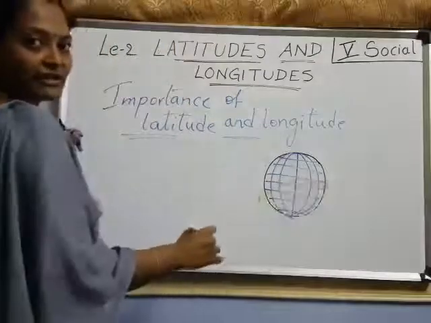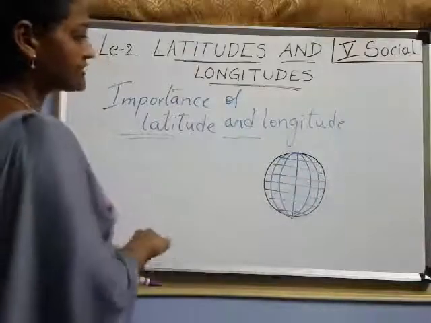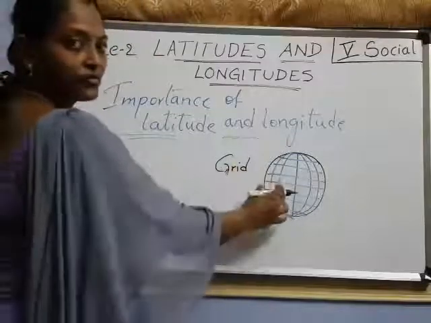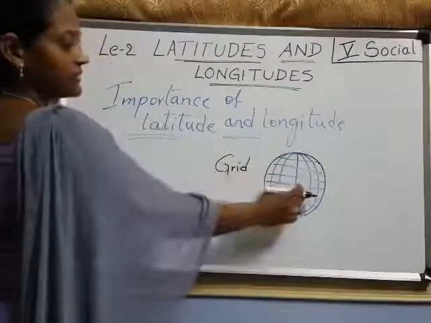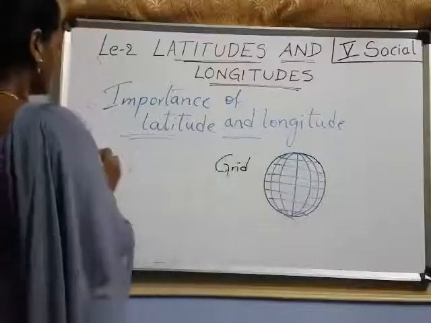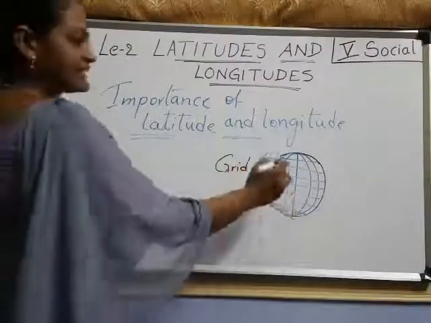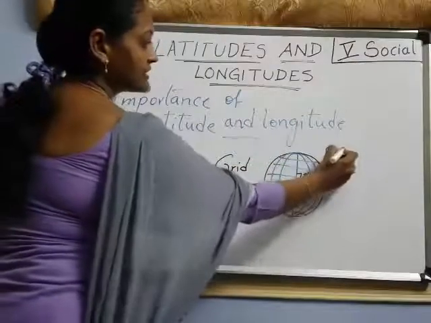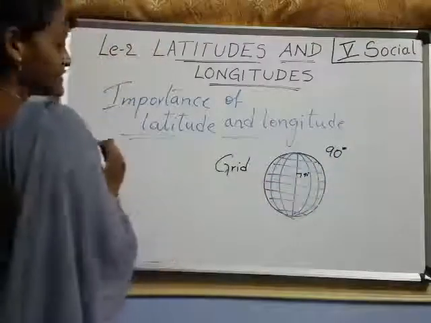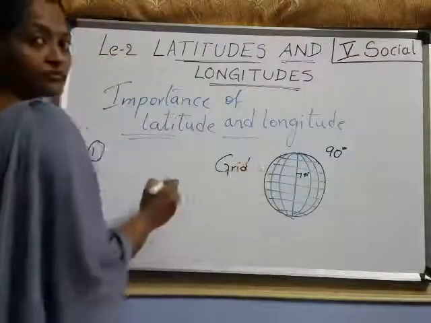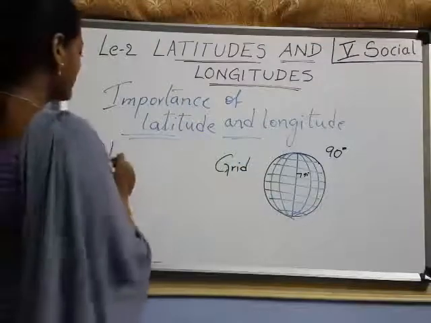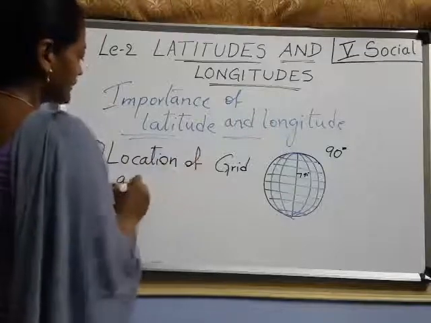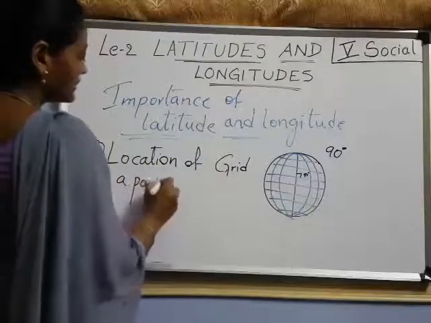The two cut each other and form what we call a grid. It is a network of both latitudes and longitudes. Now, first, those two cut each other at an angle of 90 degrees, I said, right? Now, first, these two are used for the location of a place. The first importance is they both help in locating a particular place.